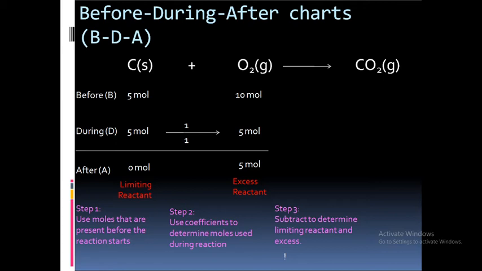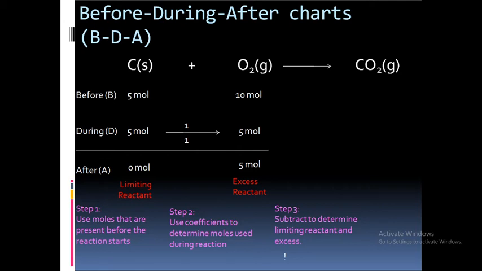As per the reaction, as per the stoichiometric condition, 5 moles of carbon react with 5 moles of oxygen to produce carbon dioxide. Are you clear or not? Okay, this is step number 2. Step number 3, subtract to determine the limiting reactant and excess reactant.